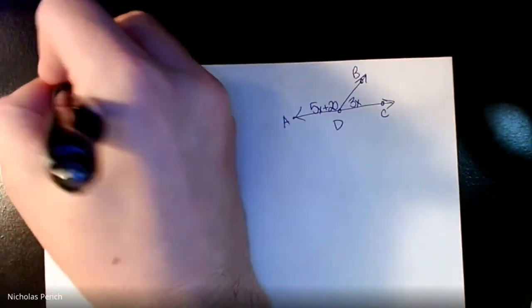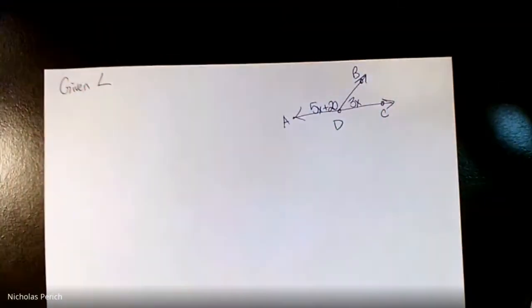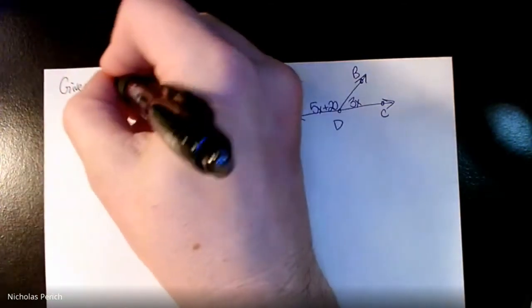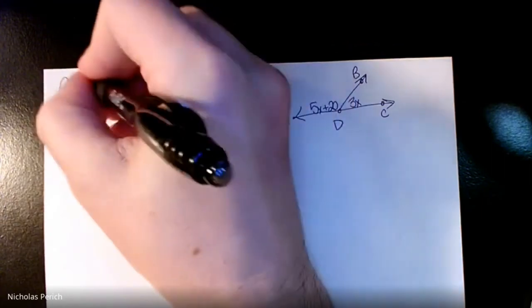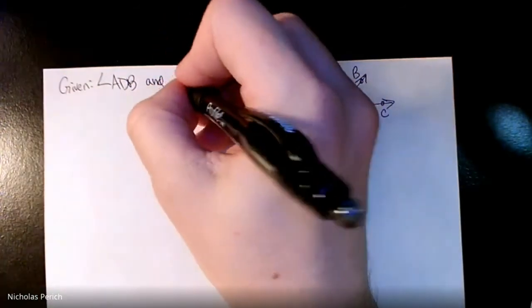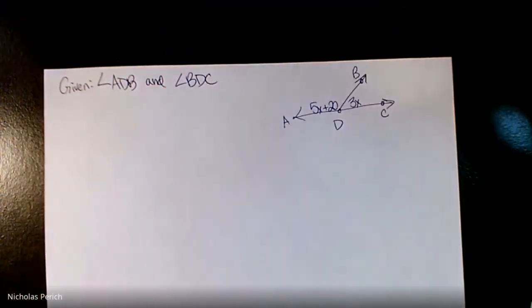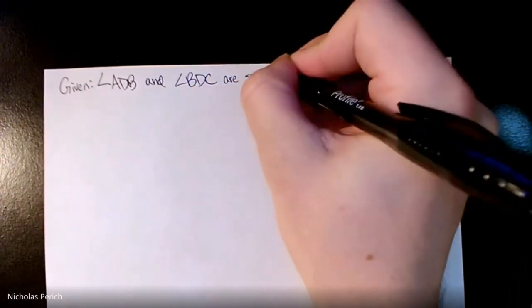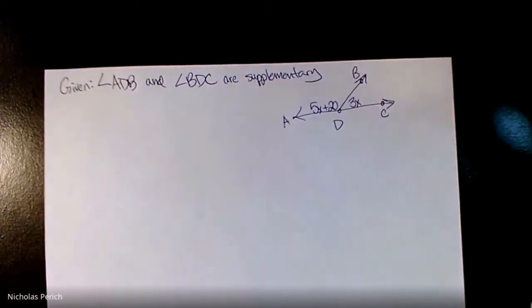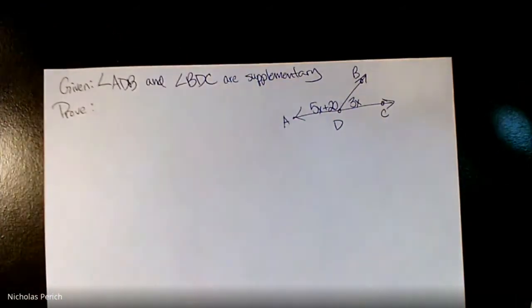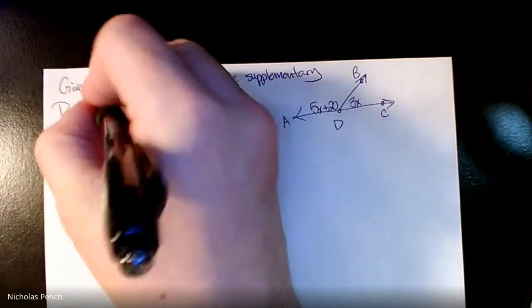Okay, I'm going to say given angle ADB and angle BDC are supplementary. I need to prove x equals 20.